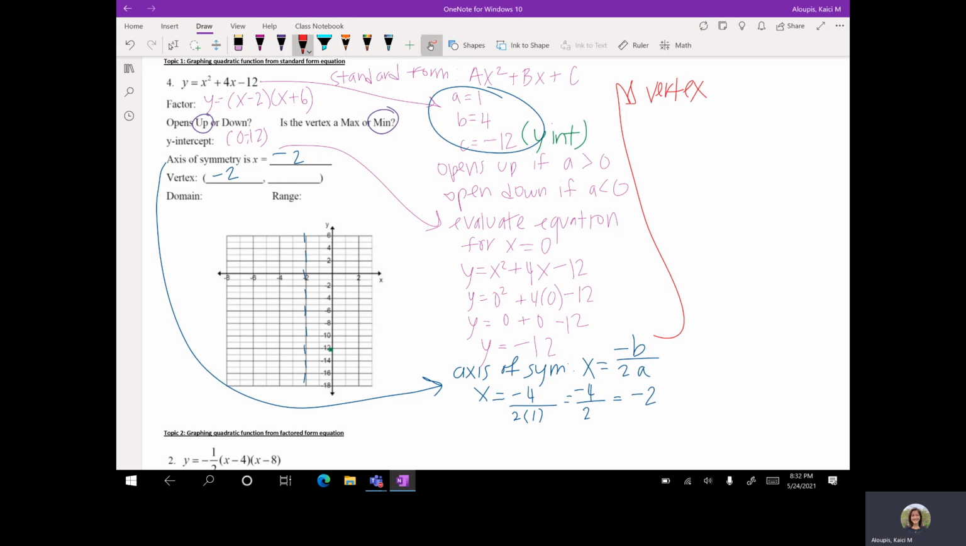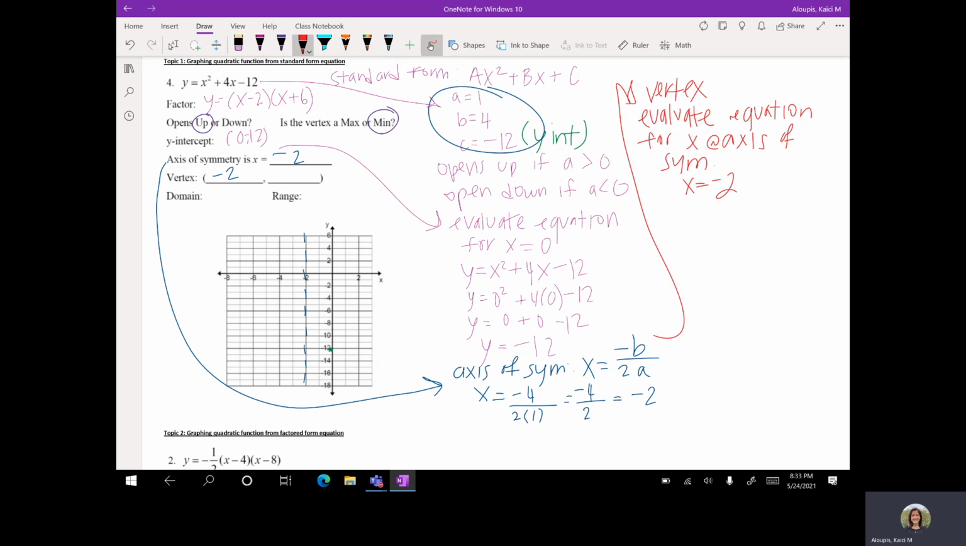What we're going to do is evaluate the equation for x at the axis of symmetry. I don't know if that'll make sense, but I hope that is clear. At the axis of symmetry. So what we're going to do is find, in this case, x is equal to negative 2.